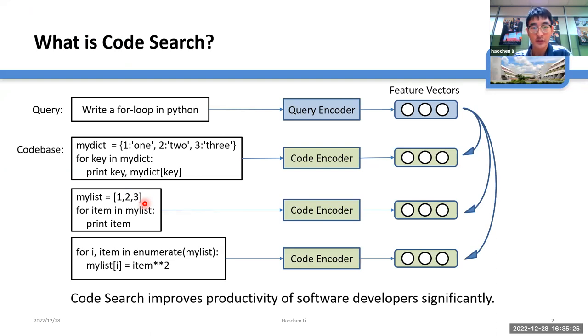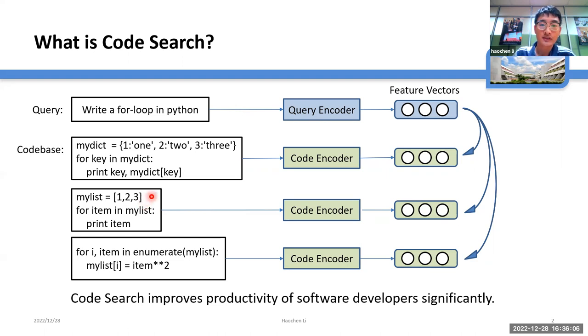So before we go into the details of the paper, I will first briefly introduce what code search is. Code search aims to retrieve the most relevant code fragments according to the given query. I will use this figure as an example to explain. For example, if we have a query, how to write a for loop in Python, and we have a fixed code base which contains a lot of completed and compatible codes, we try to calculate the similarity between the query and code.